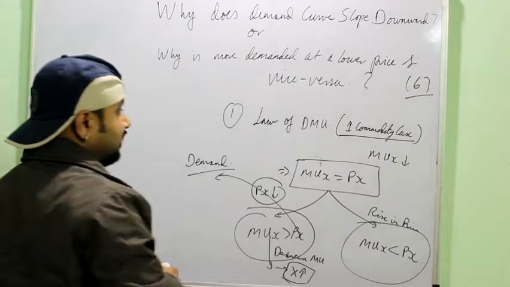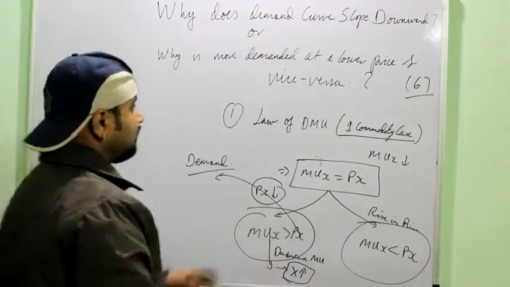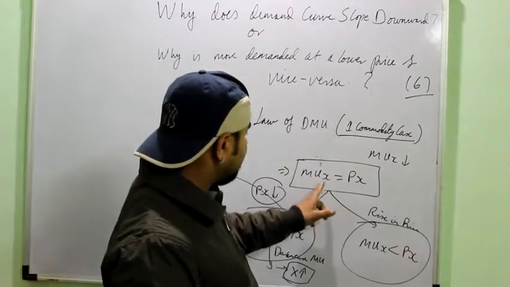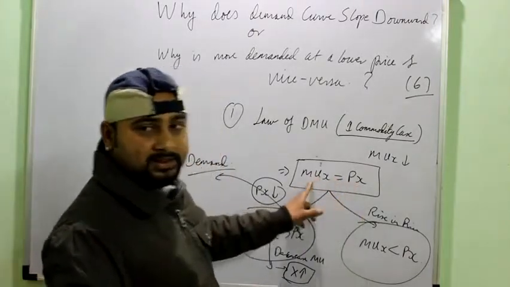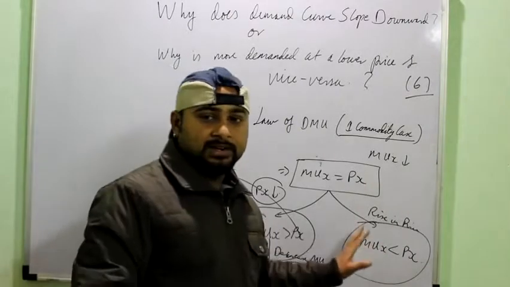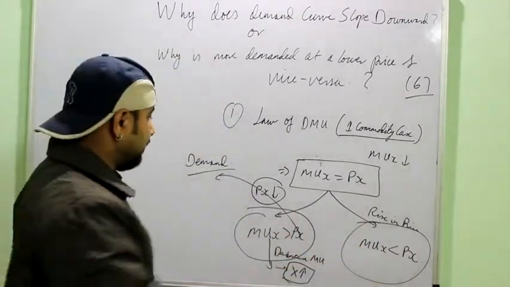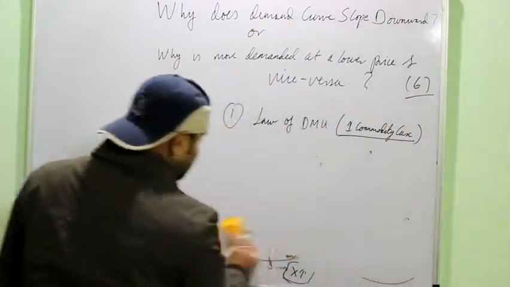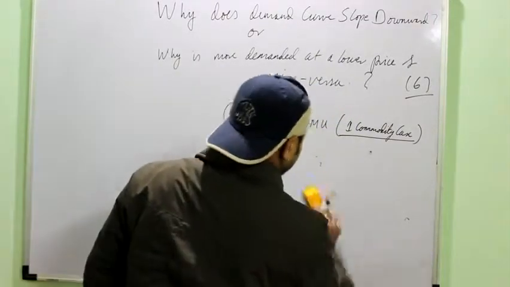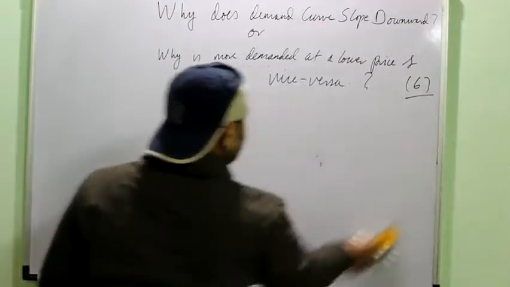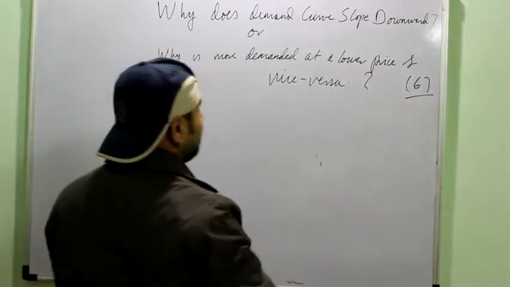So simply to explain this point, you have to tell what the law of DMU is. Then you have to state that the consumer's equilibrium lies at this point. A rise in price would lead to this, and vice versa. You can simply write vice versa would lead to this, right? And you can also use these types of flowcharts in your answers. Not a problem if you use them. But remember, you should also explain a little bit about each and every point.